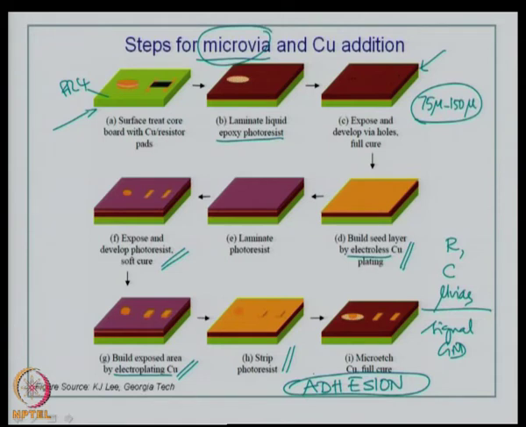So, adhesion is also very key in terms of micro VIA reliability, because if there is a change in property during thermal cycling of the dielectric material, okay, if there is a shrinkage of the material, then the entire micro VIA structure will cave in, resulting in failure.